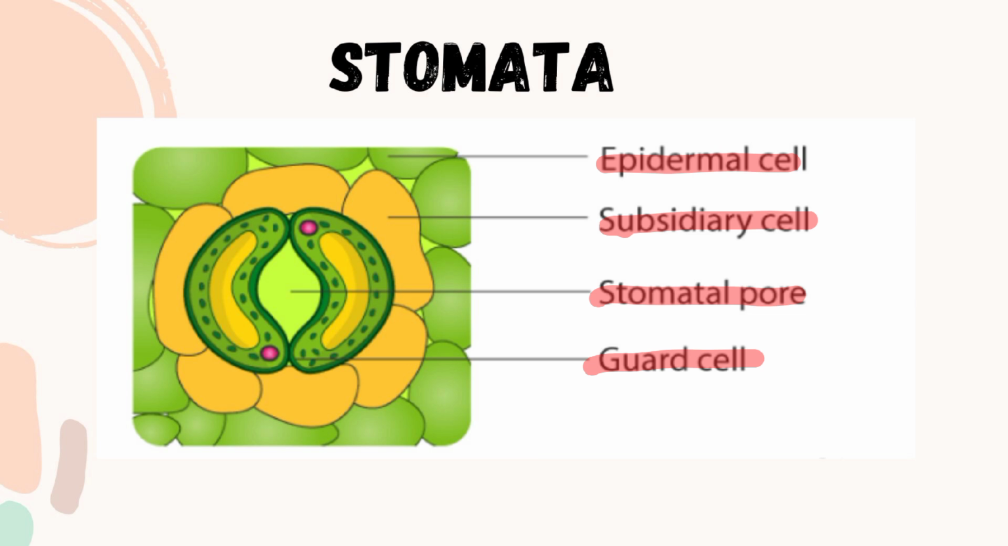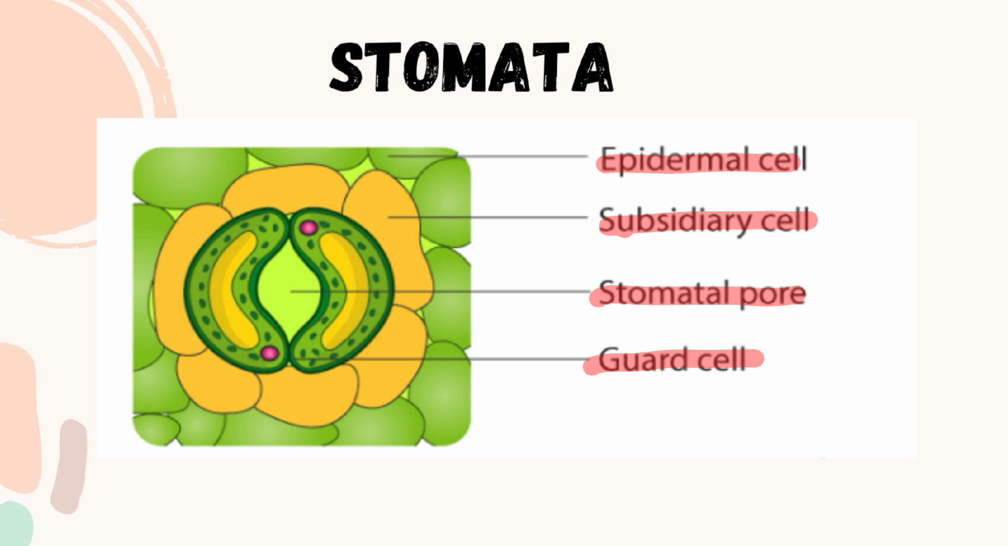The function of the subsidiary cell is to protect the guard cells, and with the guard cells, what happens is, when photosynthesis is performed, carbon dioxide is required. So the stomata is open to let in carbon dioxide. But when photosynthesis is not taking place, the stomata is closed, because the stomata performs two main functions. One is photosynthesis and the second one is transpiration.